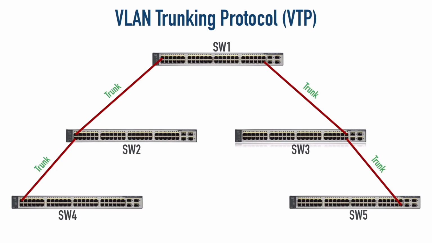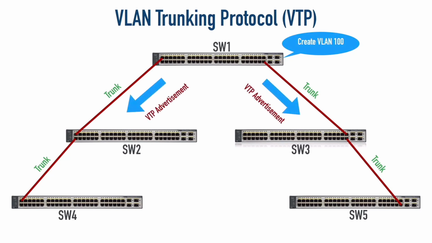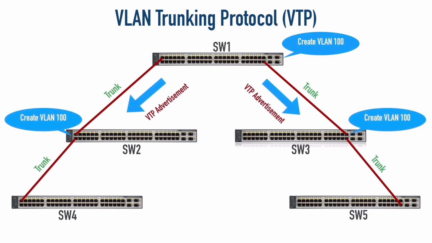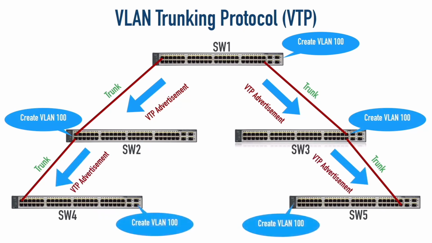For example, here on switch SW1, maybe I create VLAN 100. Well, if we have VTP configured, that switch SW1 can send VTP advertisements over its trunk links down to switches SW2 and SW3. And they're going to update their VLAN database, and they're going to create VLAN 100. Then they're going to forward the VTP advertisements down to switches SW4 and SW5. And then they have VLAN 100 created in their VLAN database. And that's the quick overview of what VTP is going to be doing for us. But let's get a bit more detailed.